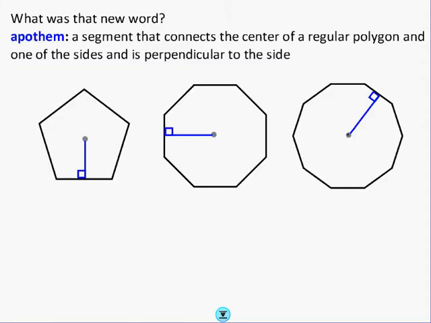Pause if you need to. All right, the new word is apothem. It is simply a segment that connects the center of a regular polygon and one of the sides, and it has to be perpendicular to the side.